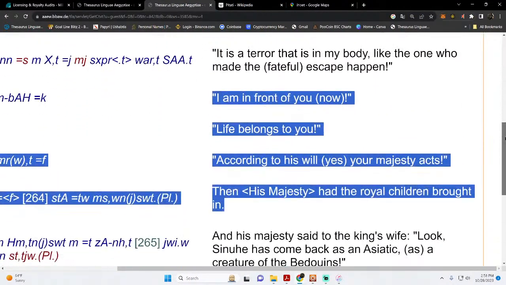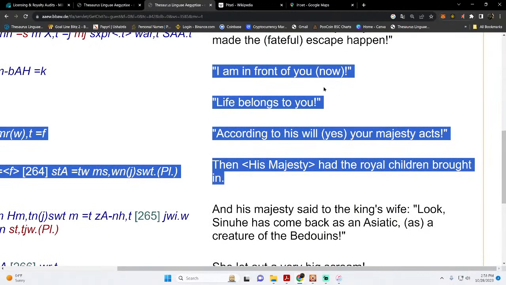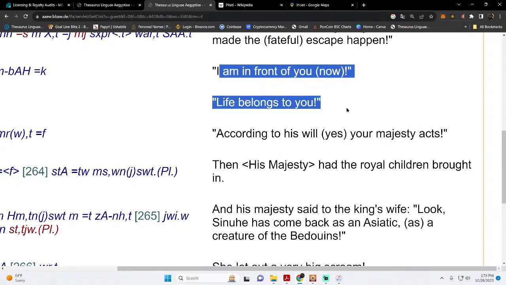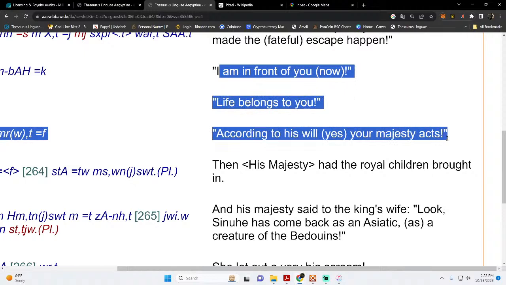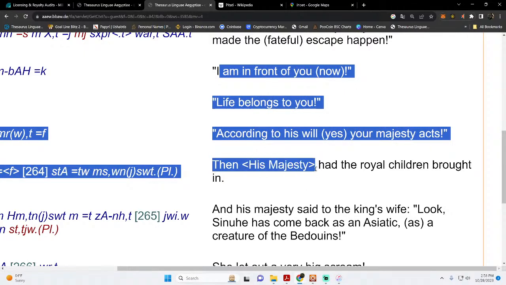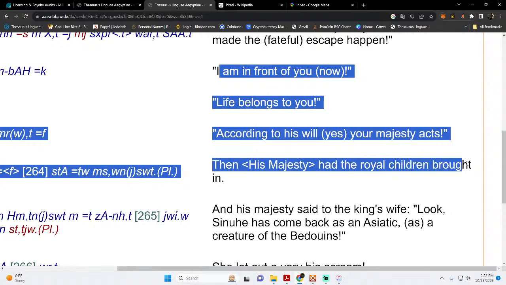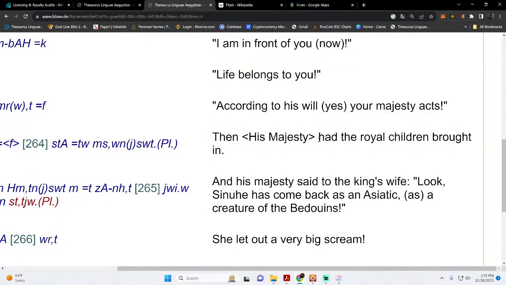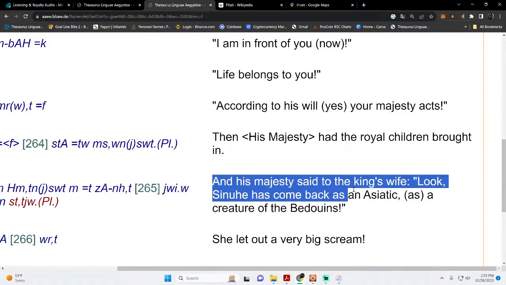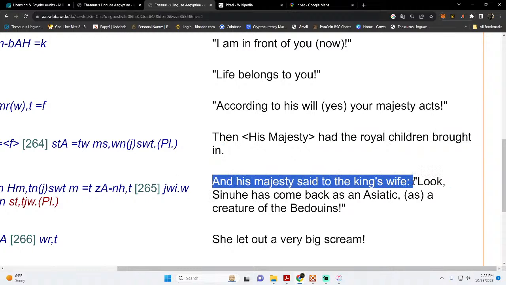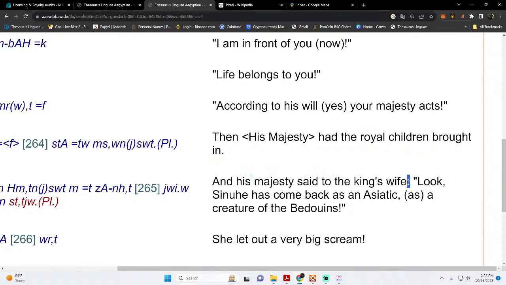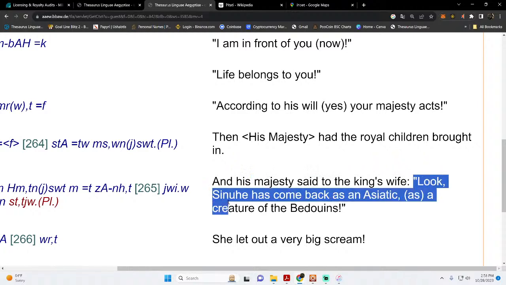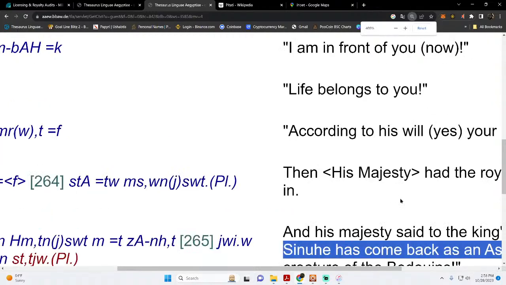If we knew stuff like this, we would not be online telling people, look, I am in front of you now. Life belongs to you. According to his will, yes, your majesty acts. Then his majesty had the royal children brought in. This is just like a comic book or an Eddie Murphy movie. His majesty had the royal children brought in, and his majesty said to the king's wife, look, Sinuhe has come back as an Asiatic. Damn, it beat the brakes off your DNA argument.